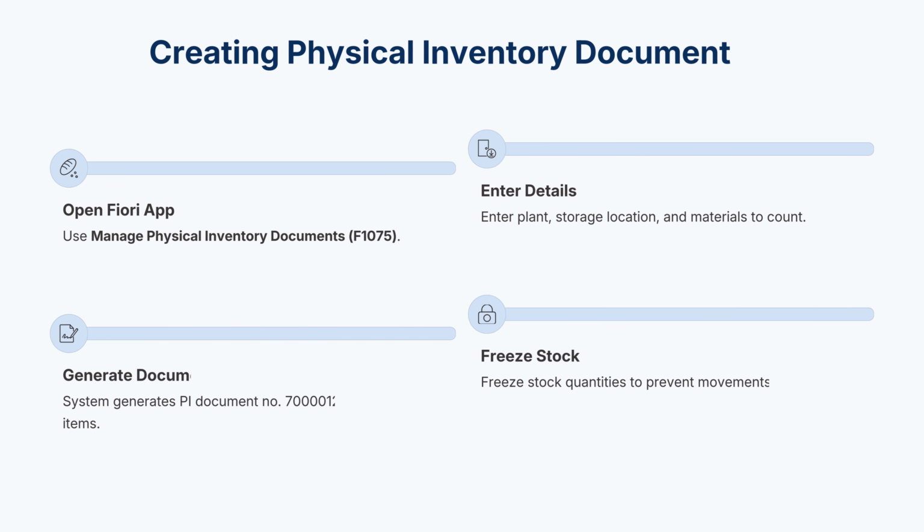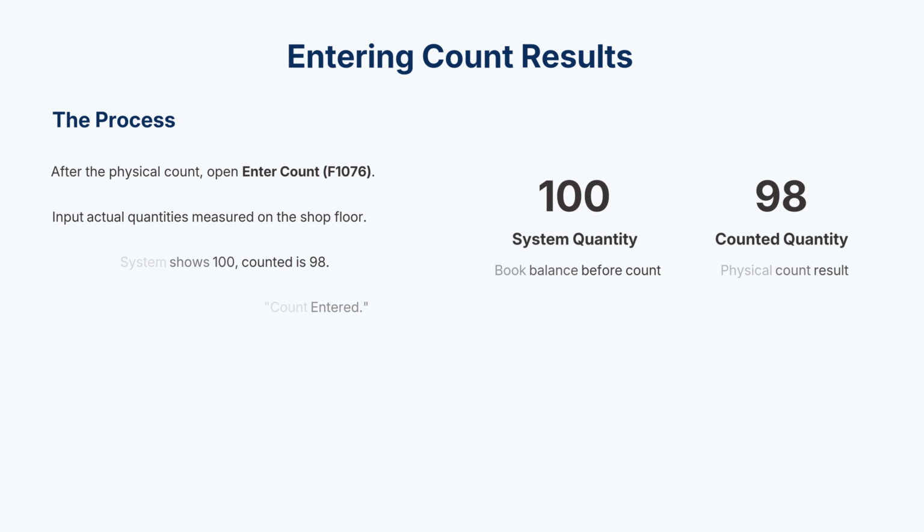Creating physical inventory document. We start by creating a physical inventory document in Fiori app F175. Enter plant, storage location, and relevant materials. The system generates a document with unique ID, for example, 70012345. Once created, SAP freezes stock movement for those materials until the count is entered, ensuring accurate comparison between system and reality.